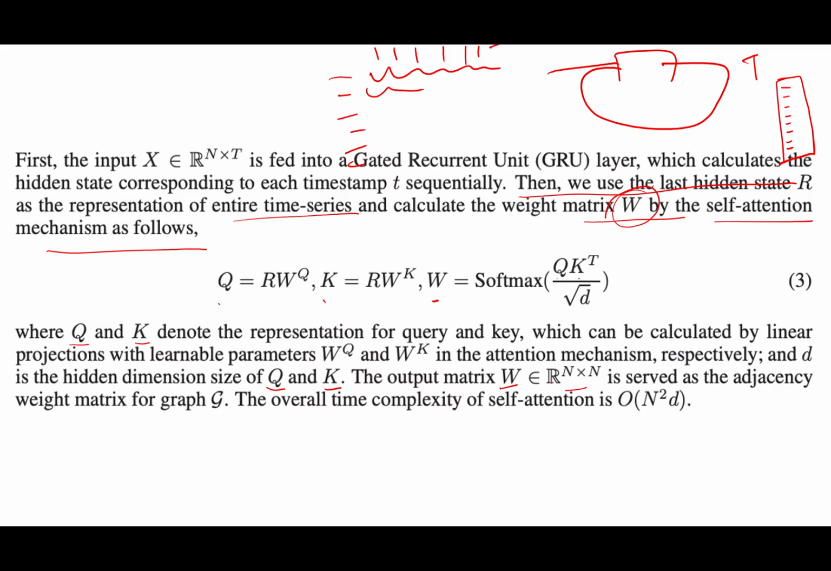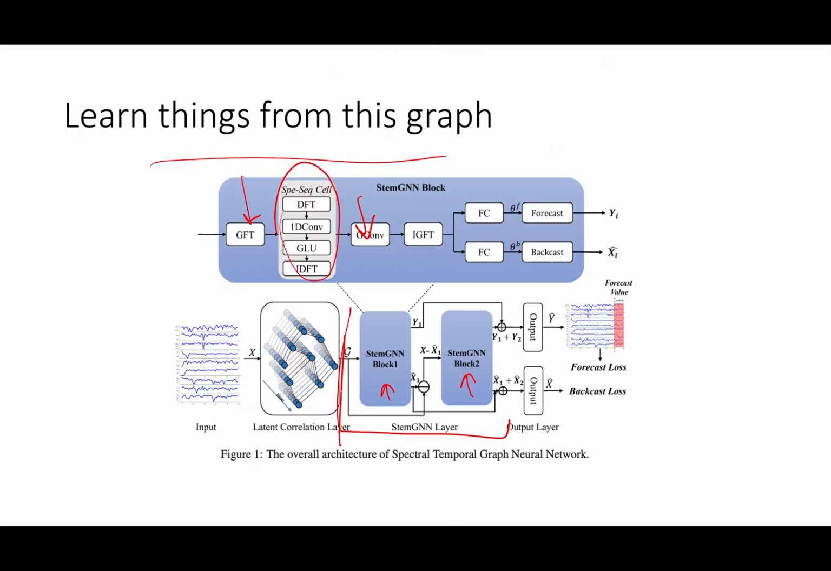And what each StemGNN block does is it has a GFT, that's a graph Fourier transform. Then it has a spectral sequential cell in which each and every time series is manipulated in some way. Then we have a graph convolution. Then we have an inverse graph Fourier transform. And then we can forecast. So basically what is happening over here? Why is this being done?